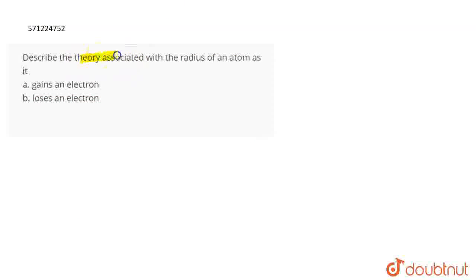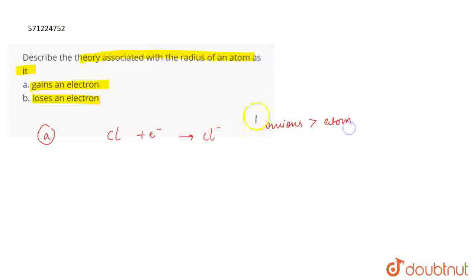The question is, describe the theory associated with the radius of an atom as it gains an electron, and part B is, as it loses an electron. So let us consider the first part first, which is gains an electron. Let us take an example of Cl. When Cl gains an electron, it leads to the formation of Cl negative, and it is always said that the size of anions is greater than the size of the neutral atom. Anions are greater in size.